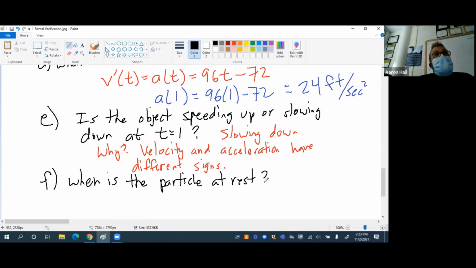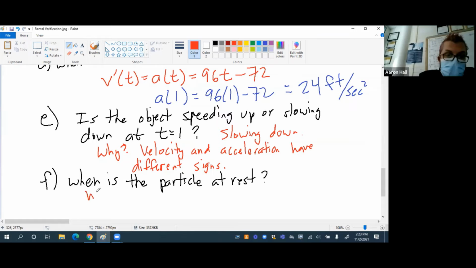When is the particle at rest? How do we find that? Catherine, any ideas? What does it mean that the particle is at rest? Acceleration is 0. When the acceleration is at 0. So we need to find what t is when our v of t is 0.